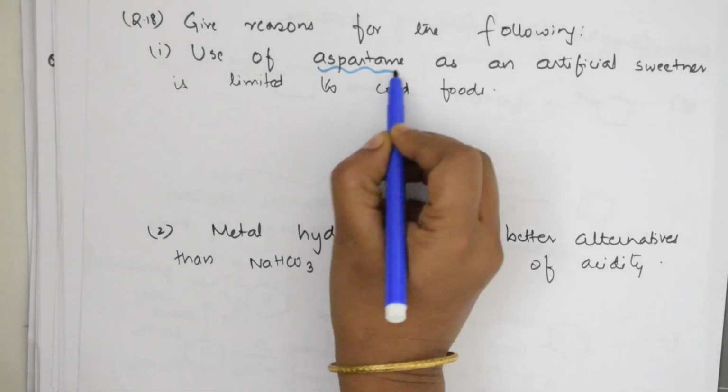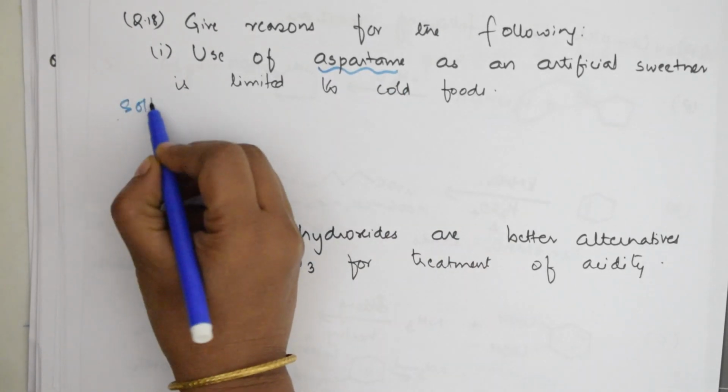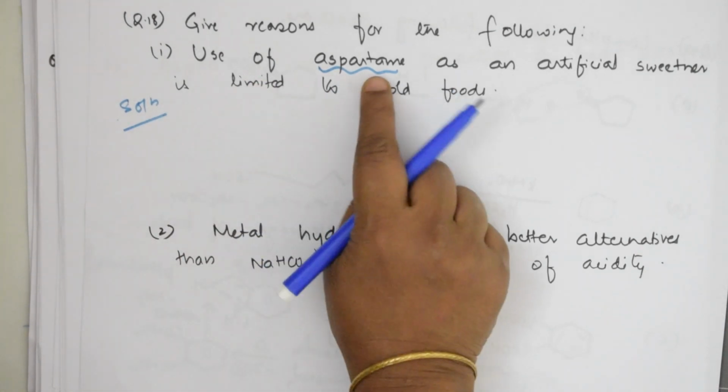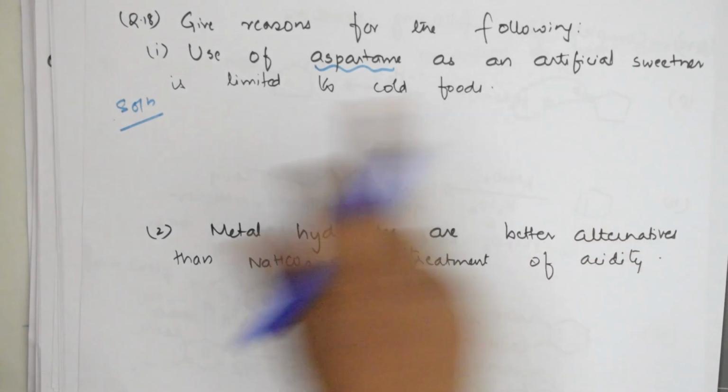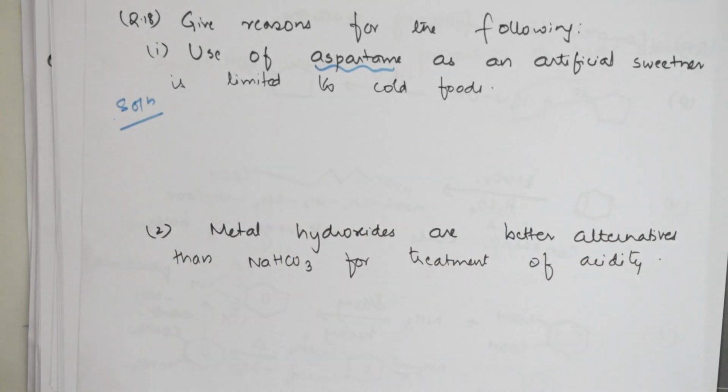Aspartame. What is the speciality of aspartame? See here. They said use of aspartame. That means if aspartame is used as an artificial sweetener, it is limited to cold foods only. I can't use it in hot foods. What will happen when I use it in hot foods? That is the question.